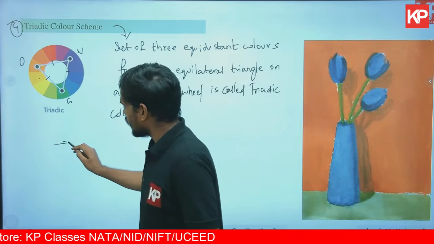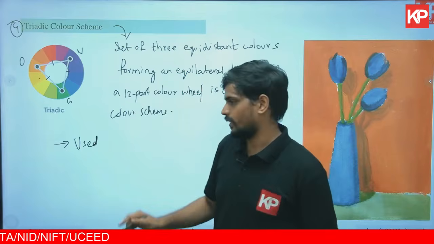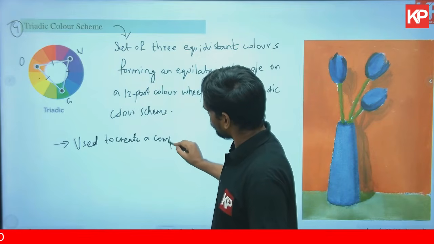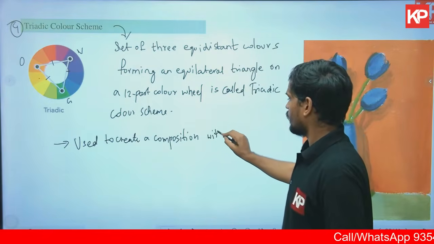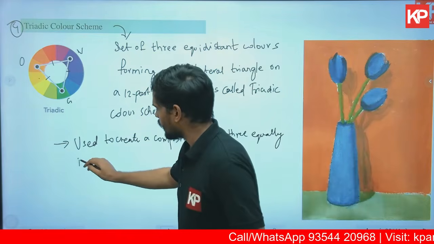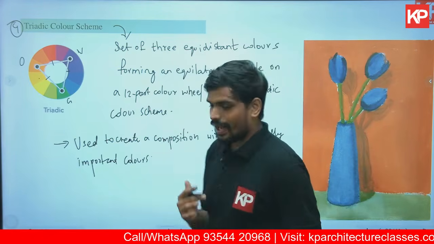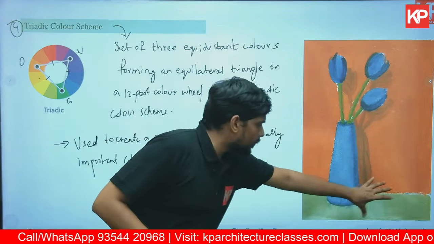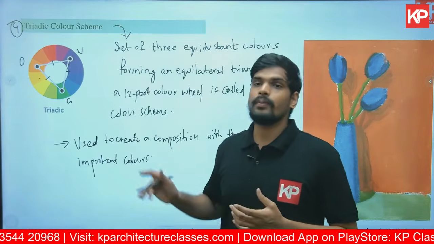Where do we use this color scheme? It is used to create a composition with 3 equally important colors, right? So nothing is background here. All the 3, the background, the figure, and the other aspect of the base of the composition over here, all the 3 are getting equal importance. Why are they getting equal importance? Because they are equally distant.